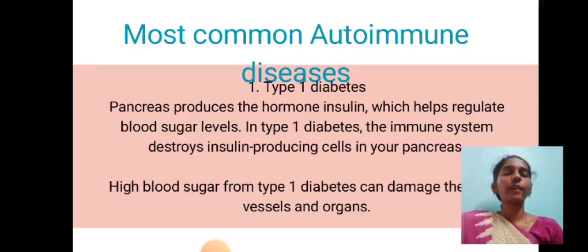First, type 1 diabetes. The pancreas produces a hormone called insulin, which regulates our blood sugar level, right? If a person has an autoimmune disease, their immune system destroys the insulin-producing cells in the pancreas. If the insulin-producing cells are destroyed by our immune system, it causes a high blood sugar level, and it damages our blood vessels and organs.